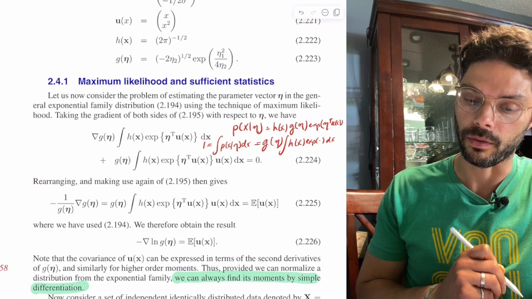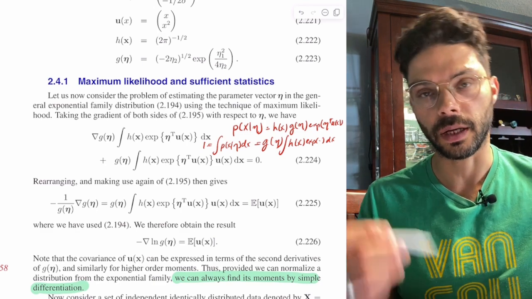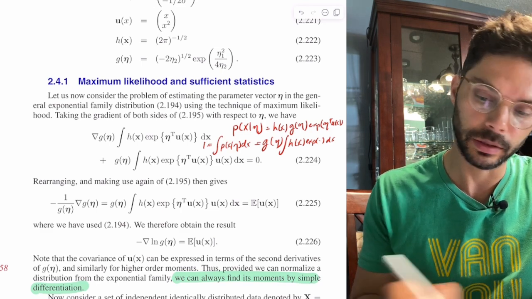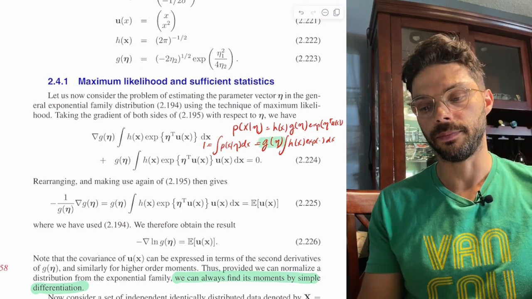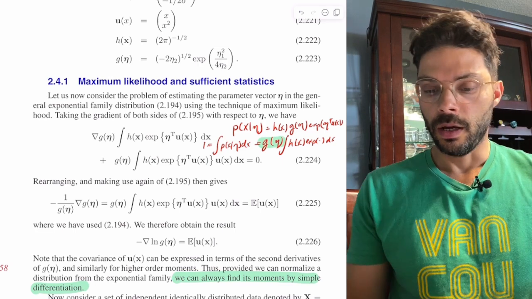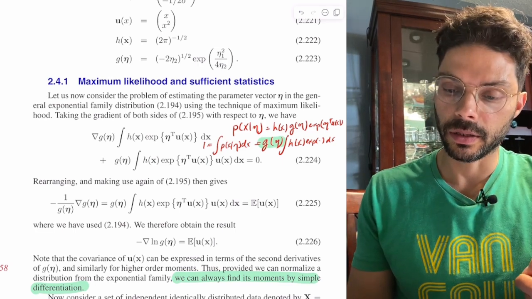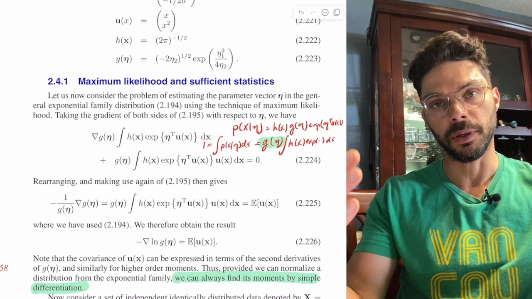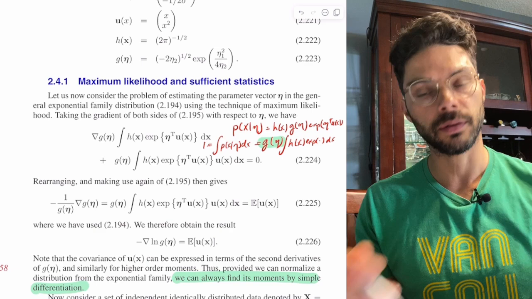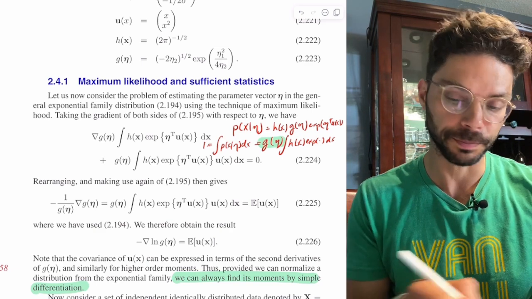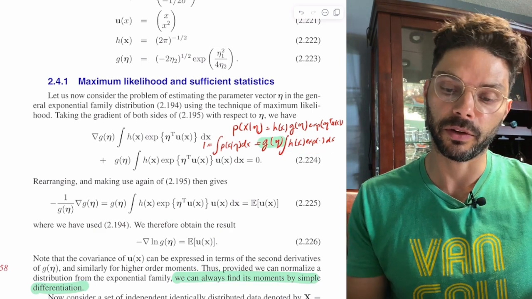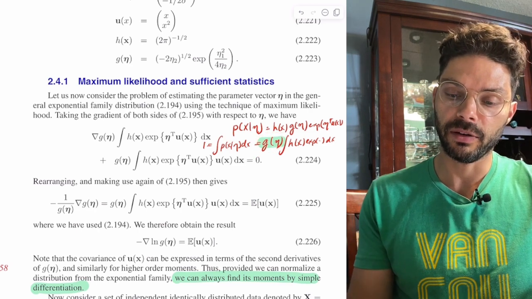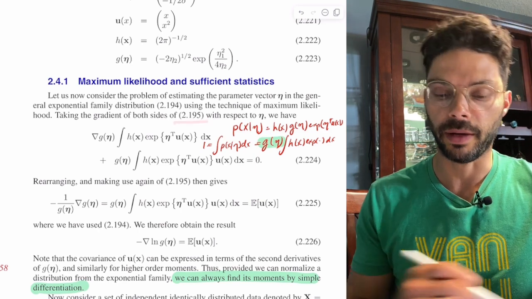eta transpose u of x, dx. So that's a condition on this, and that's why we call this the normalizing function, a partition function, whatever, because it is what makes the probability distribution integrate to 1. Without it, this integral over here might not integrate to 1, so we just multiply by this to make sure that it does. So that's equation 2.195.